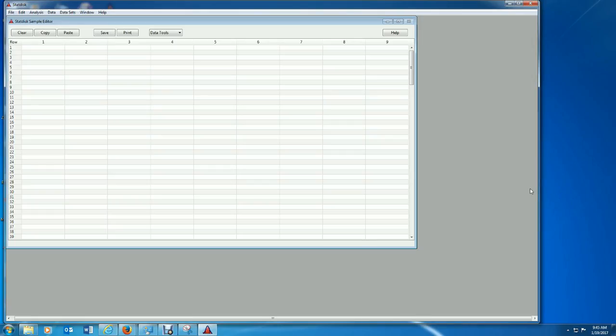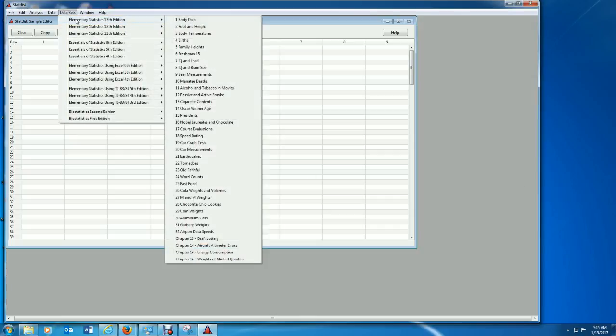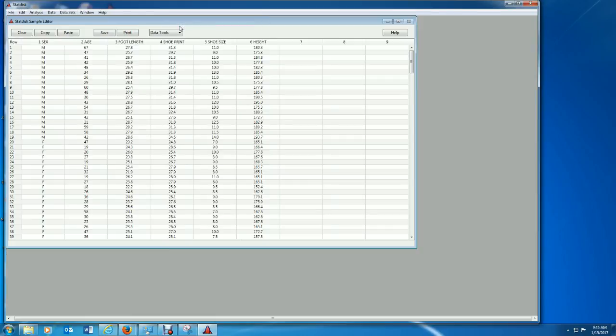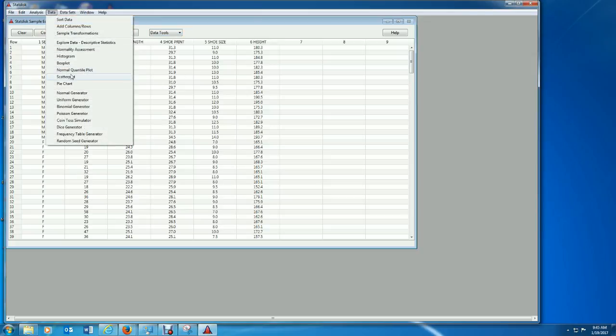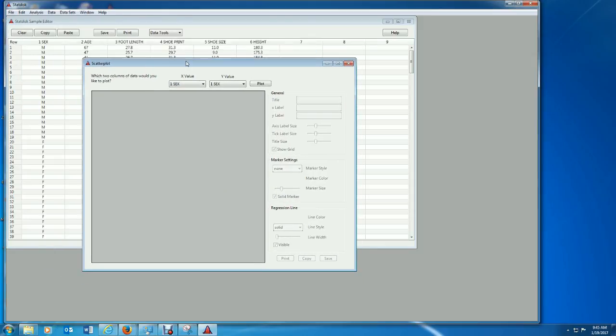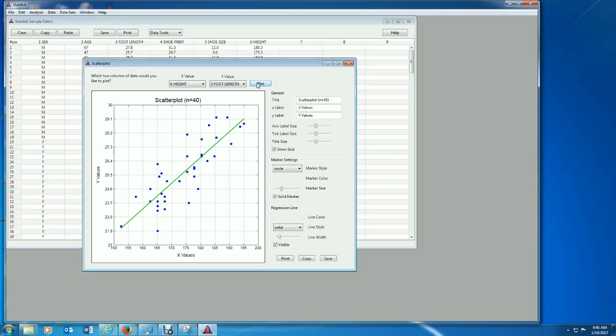Okay, I do want to go back briefly and just do a little StatDisk demo of the scatter plots and the correlation analysis. So I've just got StatDisk going here. I'm just going to open up, so this is the 13th edition, the foot and height data. So this was the plot we looked at earlier. I'm going to go data, scatter plot, and we want our y variable to be the foot length. So that's column 3. So foot length as a function of height plot.